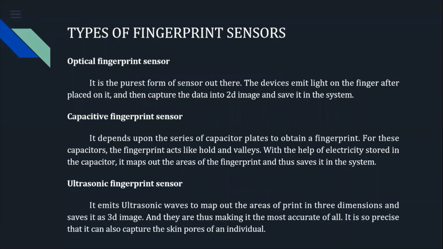Capacitive fingerprint sensor depends upon a series of capacitor plates to obtain a fingerprint. For these capacitors, the fingerprint acts like hills and valleys. With the help of electricity stored in the capacitor, it maps out the areas of the fingerprint and thus saves it in the system. Ultrasonic fingerprint sensor.